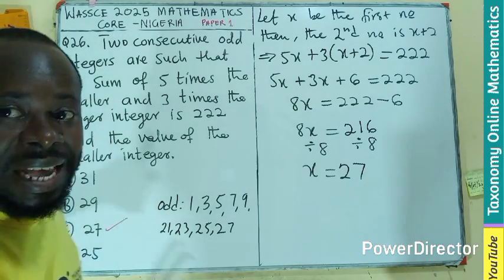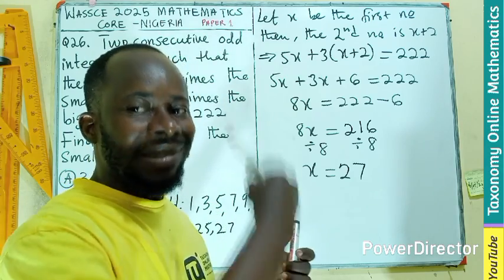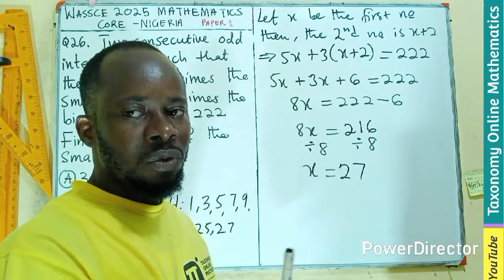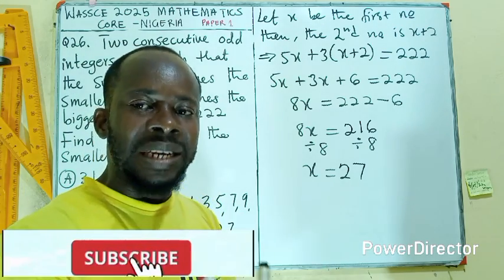So 27 is the first odd number we are thinking about here. The second number will be 29. So that 5 times 27 plus 3 times 29, if you add, you get 222.